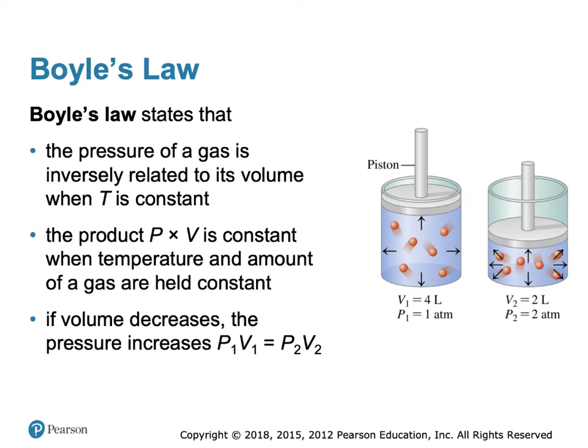Boyle's law states that for a fixed mass of an ideal gas at a constant temperature, the volume of the gas is inversely proportional to the applied pressure. If the pressure doubles, for example, the volume decreases by 1/2. This law can be stated mathematically in the following equation: P1 V1 equals P2 V2, where P1 and V1 are the initial pressure and volume, and P2 and V2 are the final pressure and volume.